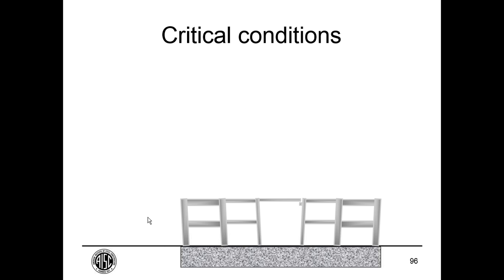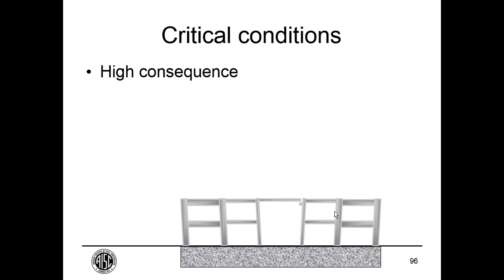A critical condition that was addressed really for the first time in ASCE 7-2010 is a member spanning across a seismic joint, as shown here. You could have different dynamic characteristics on each side of this seismic joint, and you need to maintain the gravity support at the corbel of that member spanning across.